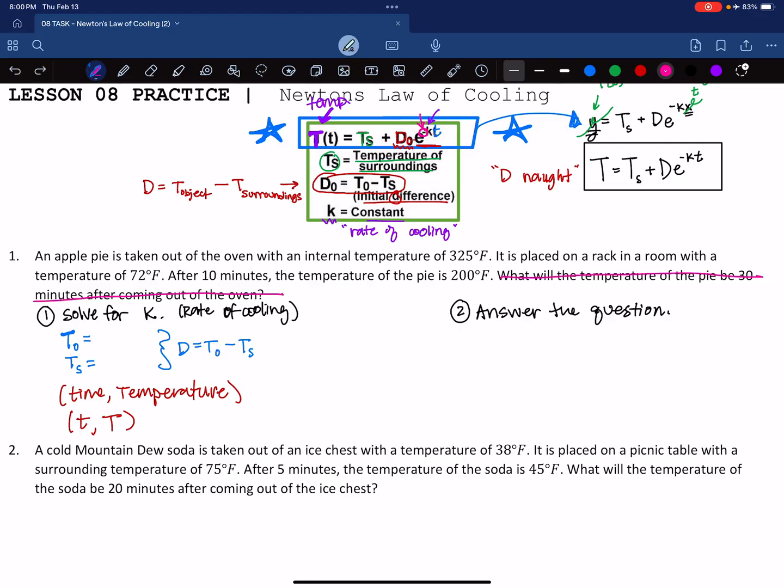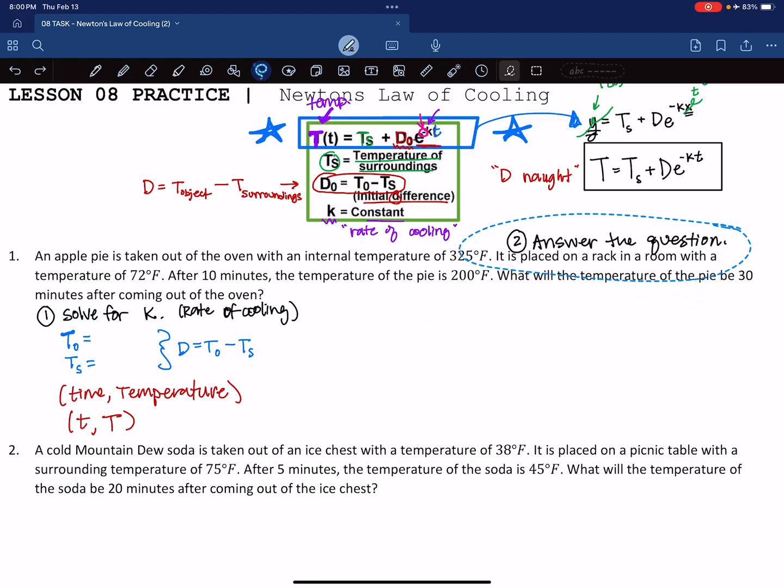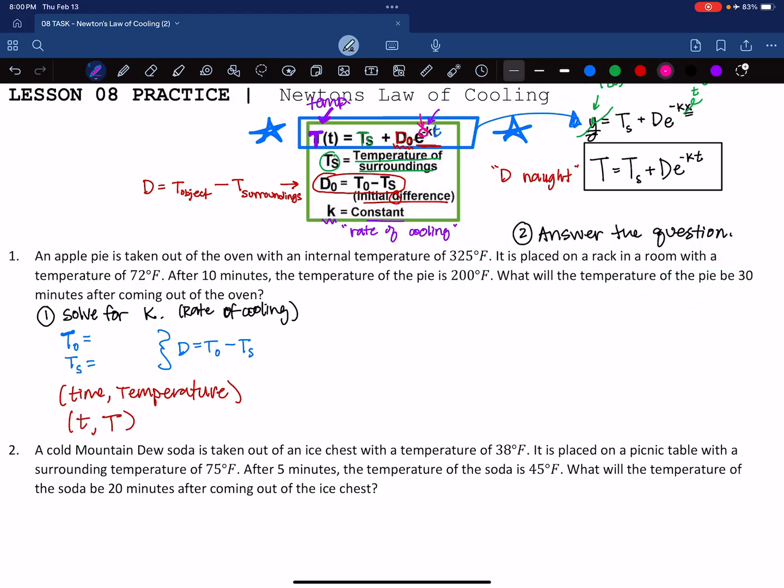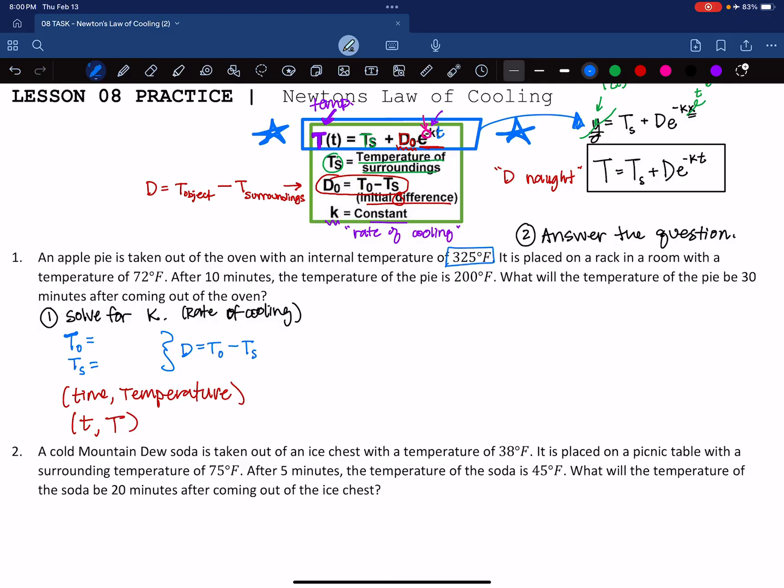Alrighty. So let's see what we have. We're probably going to need more space to write this out, so I'm just going to move that up there temporarily. Okay, here we go. What do we know? We have the temperature of the object, the apple pie. There it is, it's 325 degrees Fahrenheit. And the temperature of the environment it's placed into, so like the room, is 72.